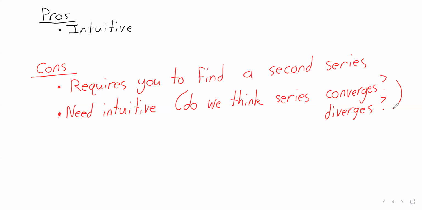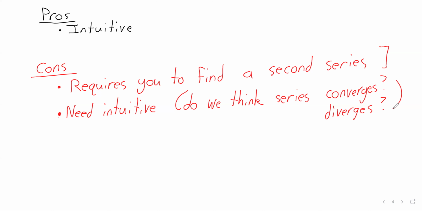It's related to the second series. We need to find a second series, and that has to be either bigger or smaller than the series we're looking at. And whether it needs to be bigger or smaller depends on whether we're going to show convergence or divergence. So unless we really are just flailing around in the dark, we need this intuition.